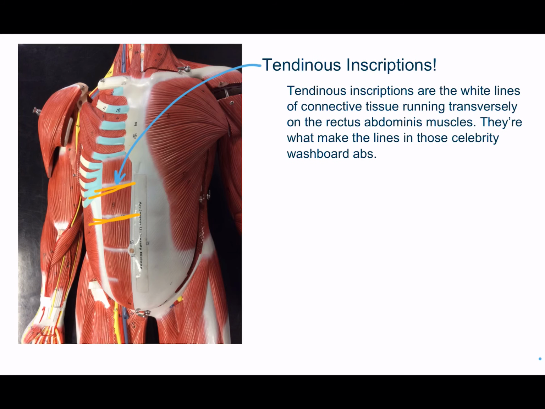I don't have both of the rectus abdominis muscles, so really they look more like this. And these right here that I'm doing in green are your tendinous inscriptions. And this is your linea alba, which we'll talk about in a second.